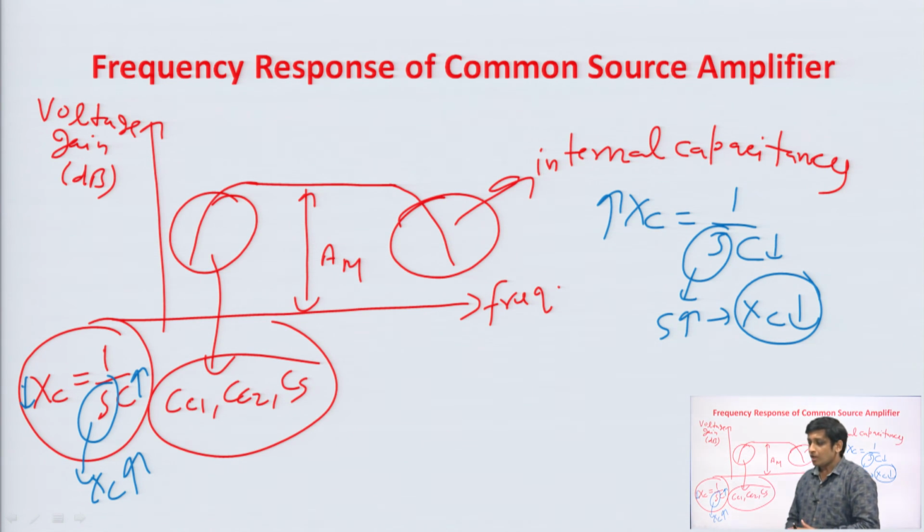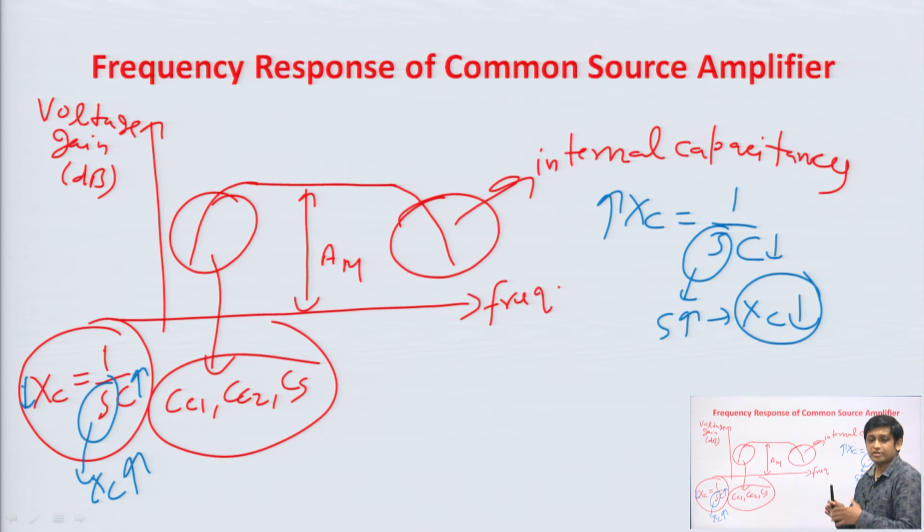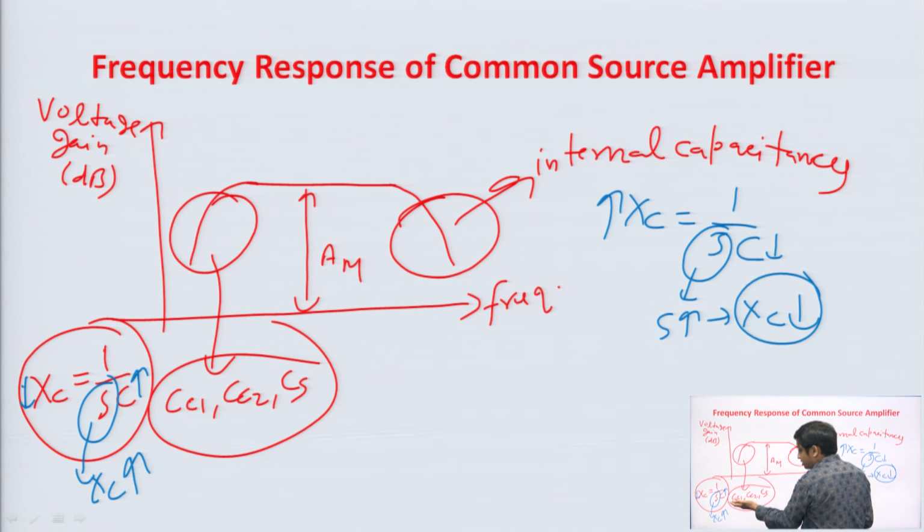So, I was discussing this frequency response of the common source amplifier just to make you understand why we are interested in capacitors. We have seen that due to internal capacitances the gain is reducing at high frequency, and due to external capacitors the gain is reducing at low frequencies.